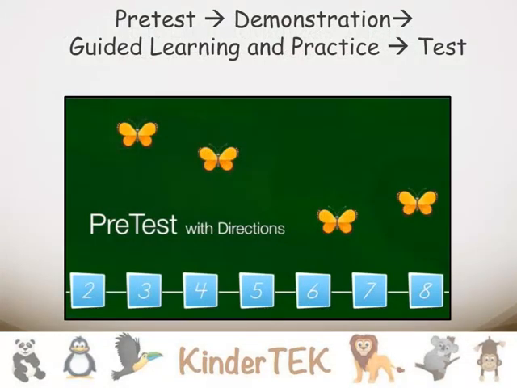In this video, you will see an example of a counting activity beginning with the pretest to determine what the student can do and what they still need to learn, followed by the demonstration, guided learning and practice, and test phases. During the guided practice, you'll see a range of scaffolds linked to the types of errors students may make to help them successfully complete the task.